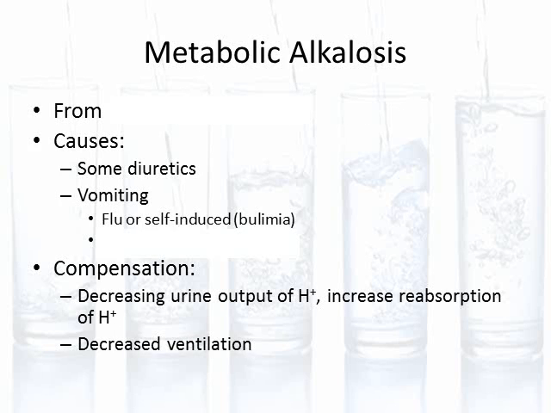And lastly, metabolic alkalosis is from losing too many hydrogen ions. Some diuretics can do this by making us urinate out too much hydrogen. The other really common cause is vomiting, since our stomach is very acidic. If we have the flu or self-induced vomiting or any kind of too much vomiting, we lose stomach acids, which can lead to a drop in hydrogen ion concentration in the body. The way that we deal with this is by decreasing urine output of hydrogen ions or increasing reabsorption of hydrogen ions. And then on the lung side, we just slow down our breathing rate a little bit, which holds on to more CO2 and can offset this.